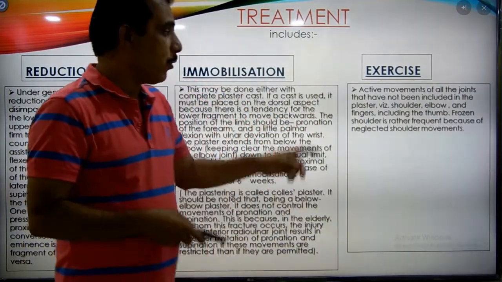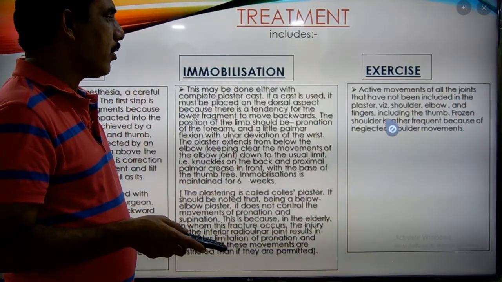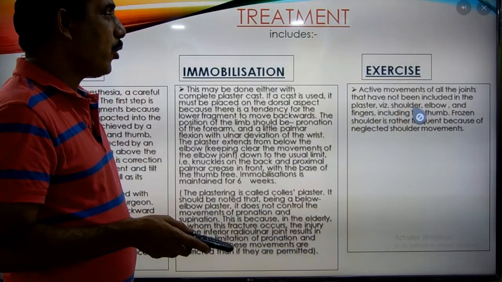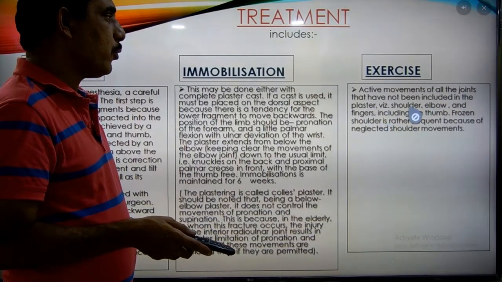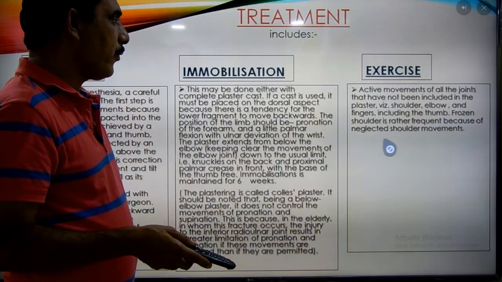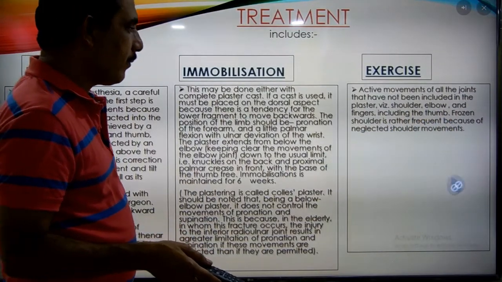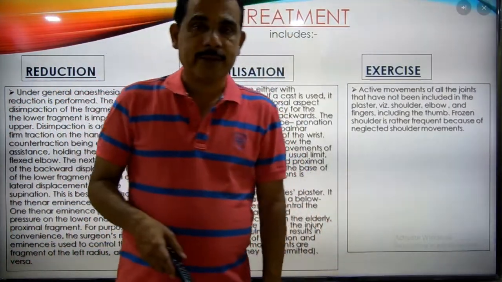So that's why you have to advise the exercise to the patient. Active movements of all the joints that have not been included in the plaster, which is shoulder, elbow, finger, including the thumb. A frozen shoulder is rather frequent because of the neglected shoulder movements, isn't it?